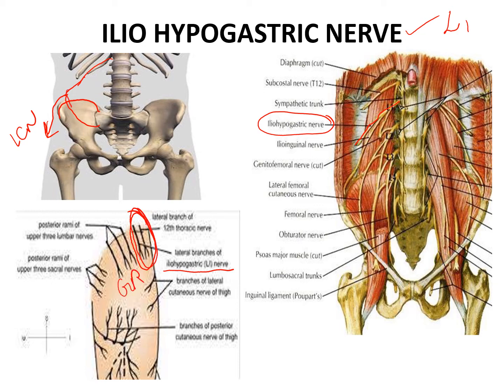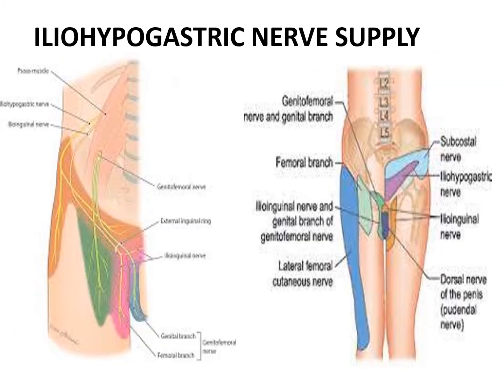What happens to this anterior cutaneous nerve? It will supply the skin on the pubic region. We will see in the next slide. So the anterior cutaneous nerve will supply the skin on the pubic region and the anterior abdominal wall. So that was about the iliohypogastric nerve.